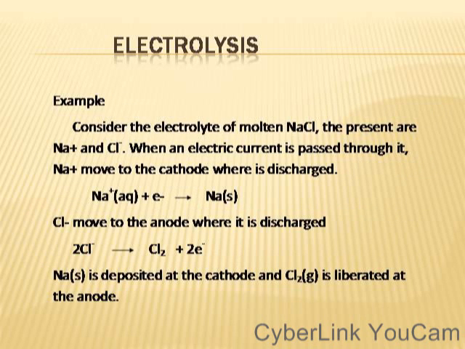Now, let's consider the electrolysis of molten sodium chloride. Since it is not in solution, that is, it's not in aqueous form, the two ions present there are the sodium ion and the chloride ion. Now, when current is passed through it, the positive ion, that is the sodium ion, moves to the cathode where it is discharged, and then the chloride ion moves to the anode where it is discharged. So at the anode, there will be production of chlorine gas.